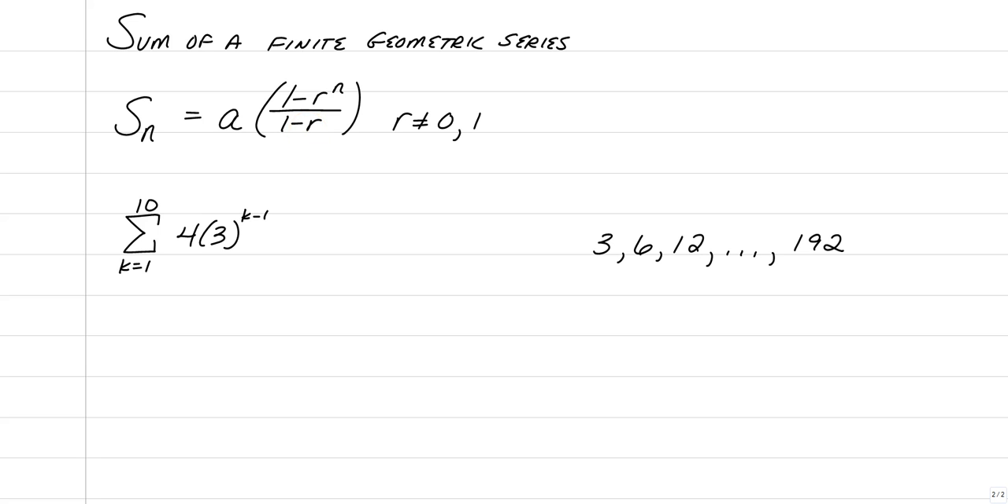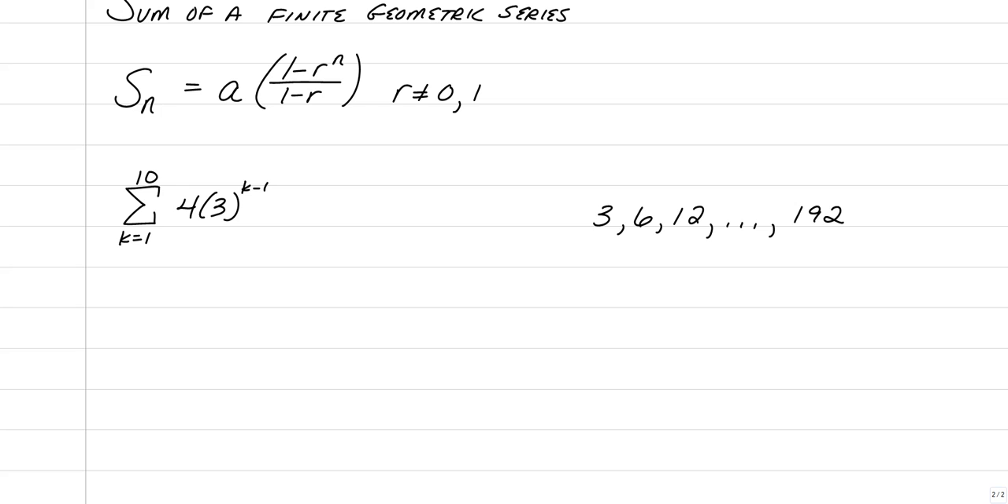So I'm going to do the first one with you, and then I'm going to give you a hint for the second one. You're going to give it a shot, and we're going to be done with this video. So we need to know what a sub 1 is. So our first term is a sub 1 is equal to 4 times 3 raised to the 1 minus 1 power. So that's 0, and anything raised to the 0 is 1. So a sub 1 is equal to 4. So now we know our a value.